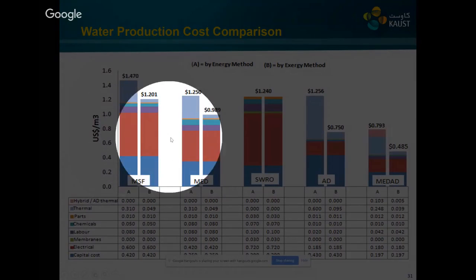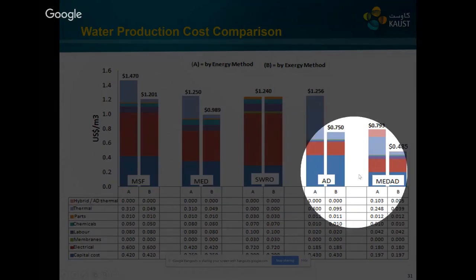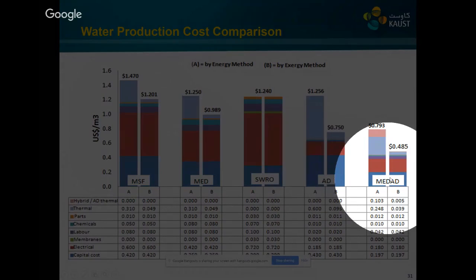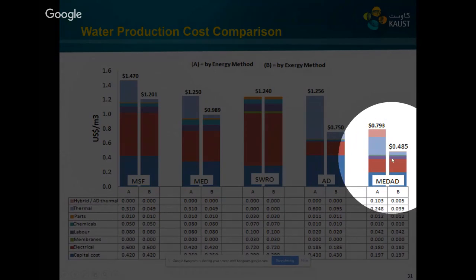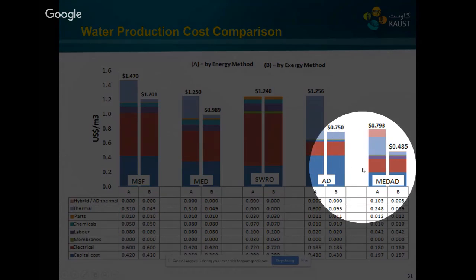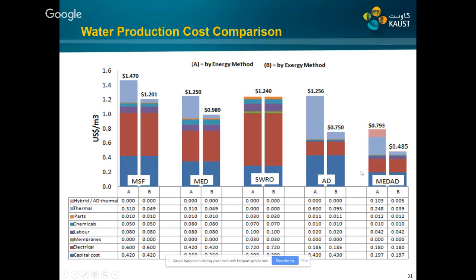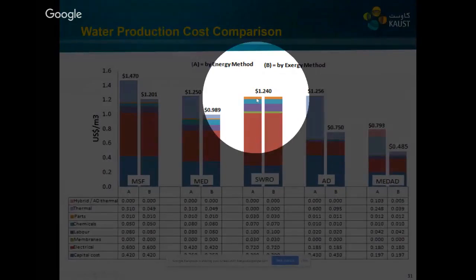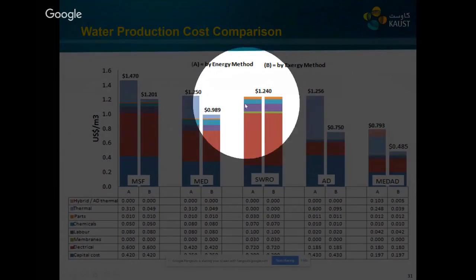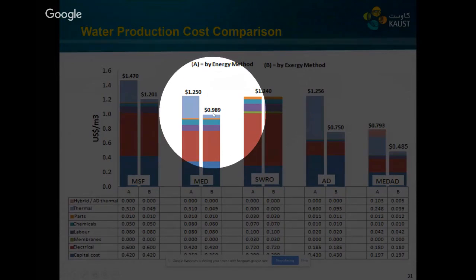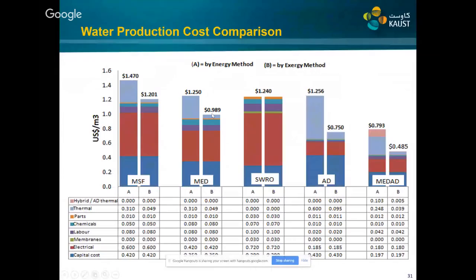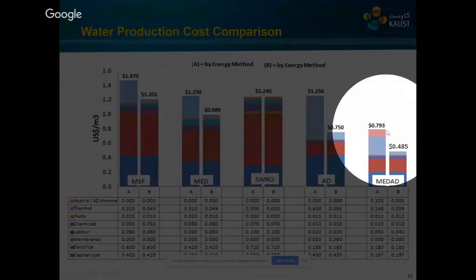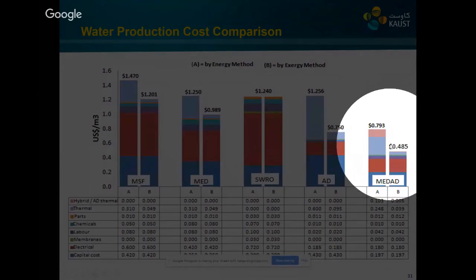And we showed that out of all the processes, our process has the lowest water production cost, around $0.48 per cubic meter, as compared to RO that is around $1 per cubic meter, and MED that is around $0.98 per cubic meter. So our system is the best system available today in the market that can produce water for less than $0.5 per cubic meter.